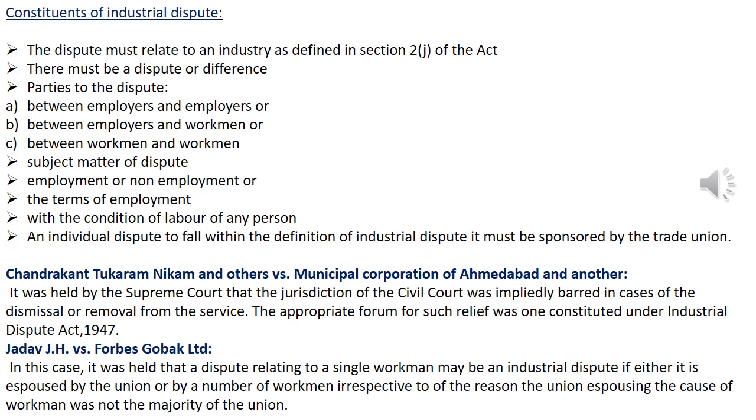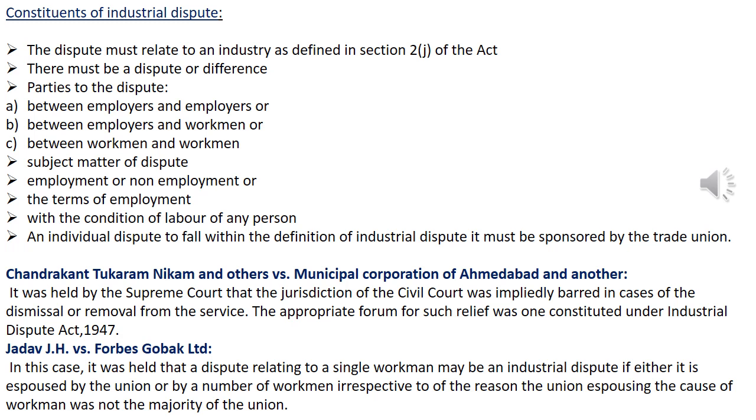So we have certain case laws. Let us look into that. Chandrakant Tukaram Nikam and others versus Municipal Corporation of Ahmedabad and another. Here, it was held by the Supreme Court that the jurisdiction of the civil court was impliedly barred in cases of dismissal or removal from service. The appropriate forum for such relief was one constituted under the Industrial Disputes Act 1947.